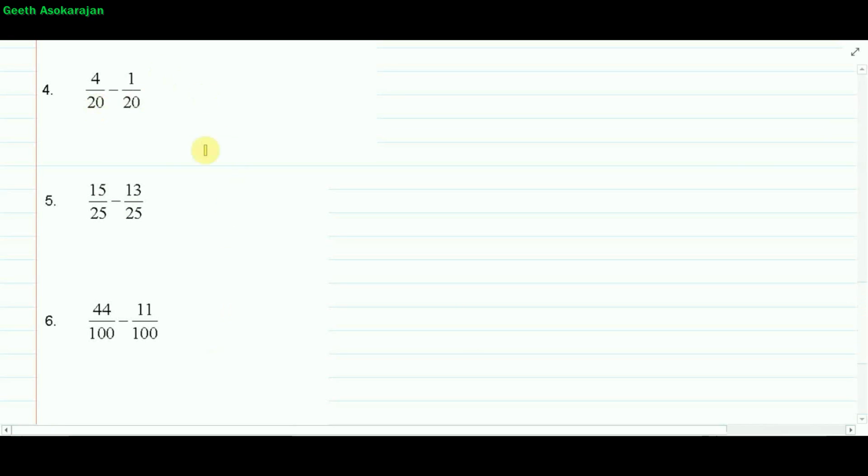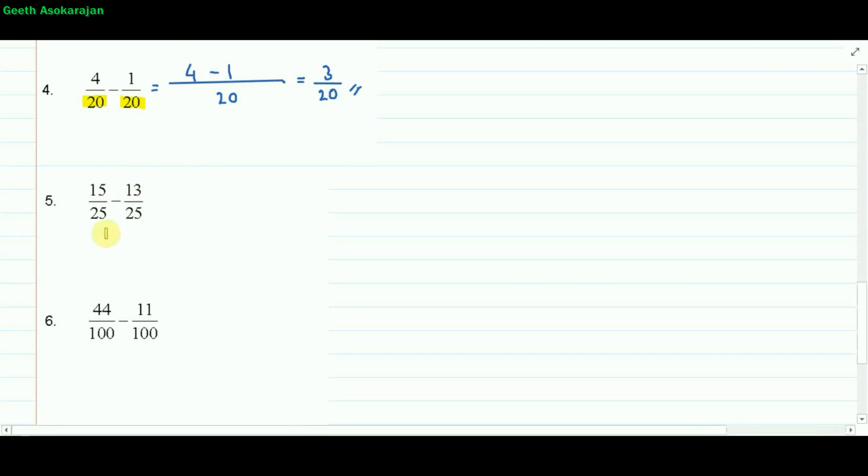Right, for number 4, let's check the denominators. I have a denominator of 20 here, a denominator of 20 here. The denominators are the same. So let's have a common denominator of 20. And let's subtract numerators. So 4 take away 1. Let's write that on the top. 4 take away 1 is 3. 3 over 20. So that should be the answer to number 4.